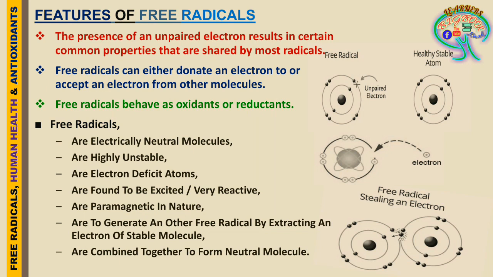So here, due to the lack of an electron within the outer orbit, where it is going to be within the octet state, because of that lack of an electron, the free radical will always be highly unstable, and because of the loss of that same electron, they are considered to be electron deficit atoms. Now here, this loss of an electron in the octet has reduced the octet to 7 electrons, where 3 pairs and 1 odd electron can be found to be an excited or very reactive form of the electron, either to get donated or to get accepted or to snatch the other electron from the other element or the biomolecule.